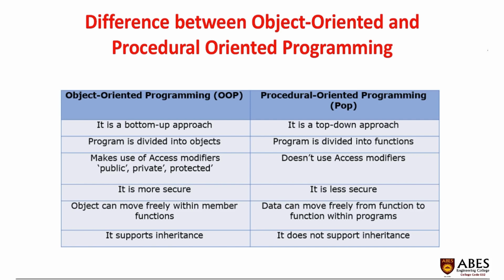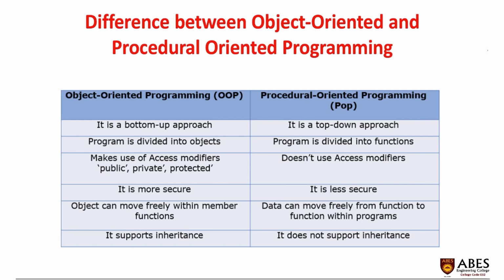Objects can be moved freely within the member functions in object-oriented programming, whereas in procedure-oriented programming, the data can move freely from one function to another function within the program. Object-oriented programming supports inheritance and procedure-oriented programming does not support inheritance. What is the meaning of inheritance? It means A has a link with B, B has a link with C, and A, B and C are interlinked with each other. That is a very basic difference between object-oriented programming and procedure-oriented programming.